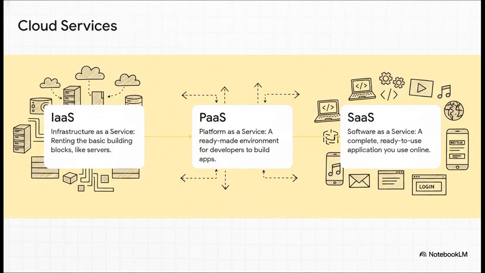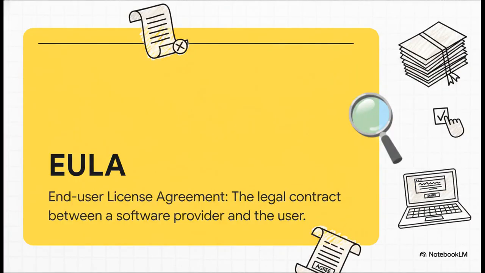But what most of us use every day is SaaS, software as a service. That's like moving into a fully furnished apartment. You just log in and use it. Think Netflix or Gmail. It's ready to go. And whenever you use that software, you're agreeing to a EULA, the End User License Agreement. You know what this is. It's that huge, long legal document, the terms and conditions, that you probably just scroll past and click Agree on. Well, that EULA outlines exactly what you can and cannot do with the software you're about to use.